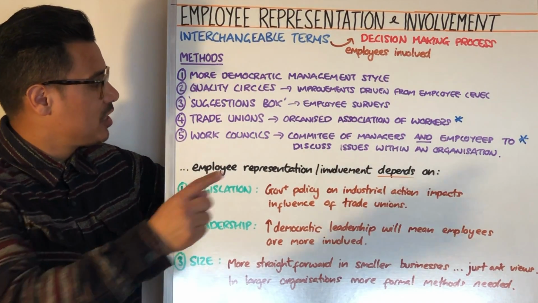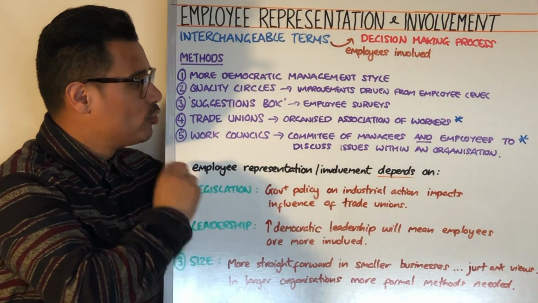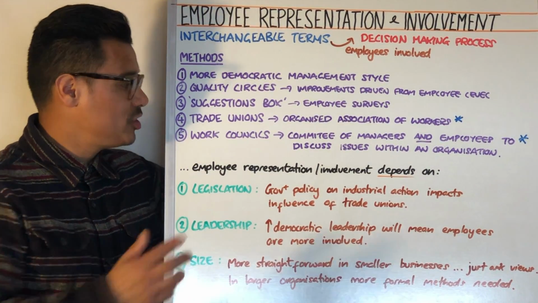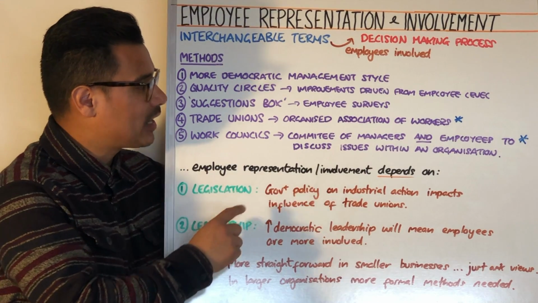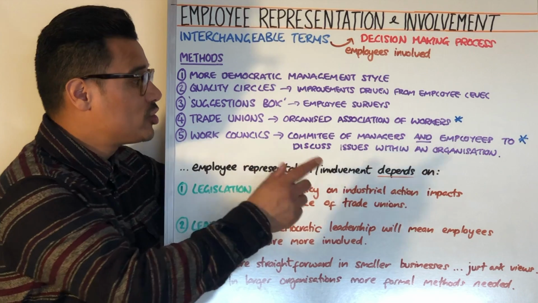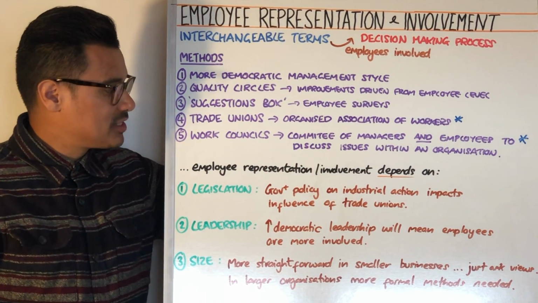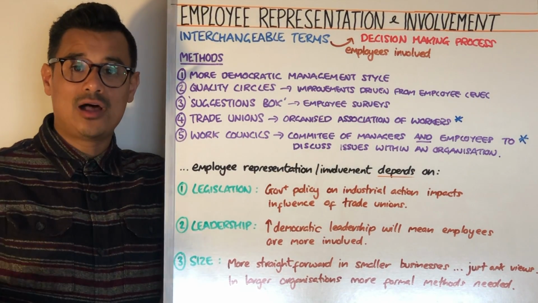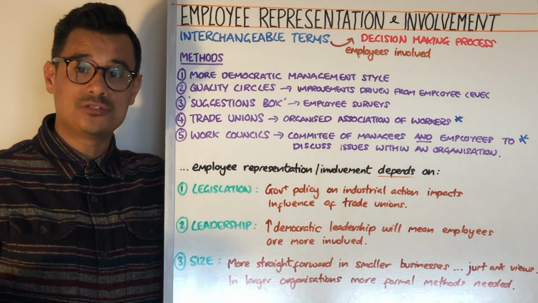It's their suggestions. Number four, trade unions, being an organised association of workers. And number five, to complement those trade unions, you might have work councils. So work councils would be a committee of managers and employees to discuss issues within the organisation. Now, number four and number five, trade unions and work councils, there'll be cards at the end of this video to look into each of those in more detail.